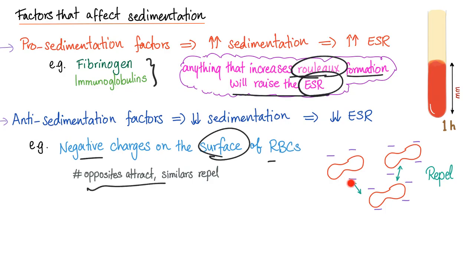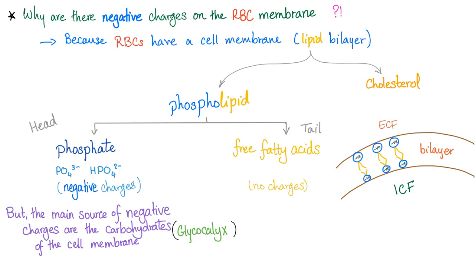So when the red blood cells repel each other, it takes longer for them to sediment to the bottom of the test tube. Your professor might have told you about the negative charges as an anti-sedimentation factor, but why do we have negative charges on the surface of red blood cells? Because the red blood cell is a cell and it has a cell membrane. A cell membrane is a lipid bilayer, which is made of phospholipid and cholesterol.